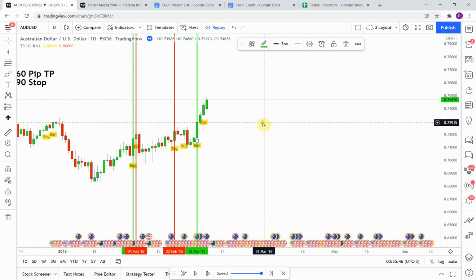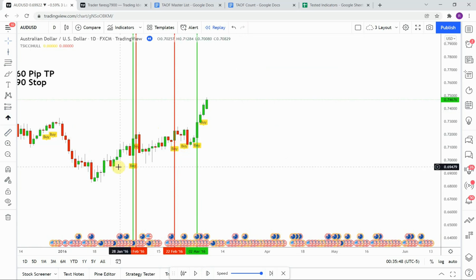Alright, so the first signal that we got was a long signal right here. We barely were able to squeeze out take profit right here on this candle. We then picked up another buy as this candle closed, but unfortunately we get a heavy pullback right here. That stops us out on that one.